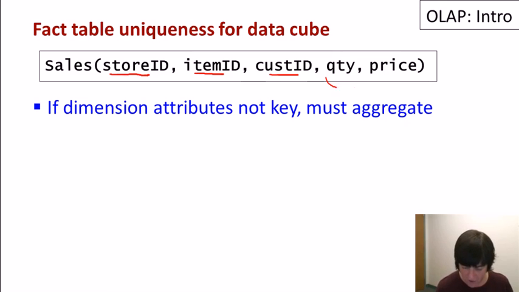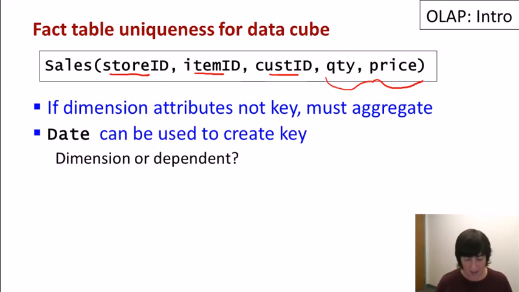So we might decide to already have, say, the sum of quantity times price for each combination of store, item, and customer. Another possibility, and it's done quite commonly, is to add to the fact table the attribute date or even the time. And that can be used to create a key. Typically, we won't have two transactions at exactly the same time.